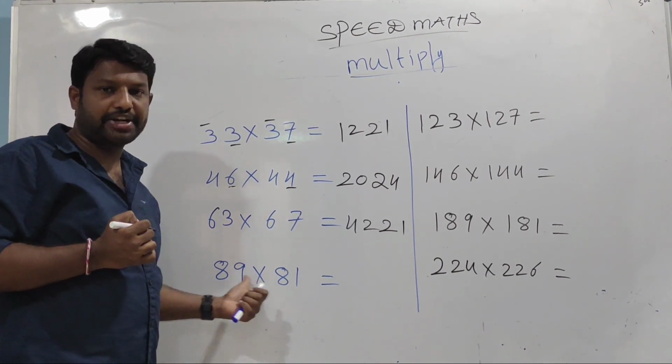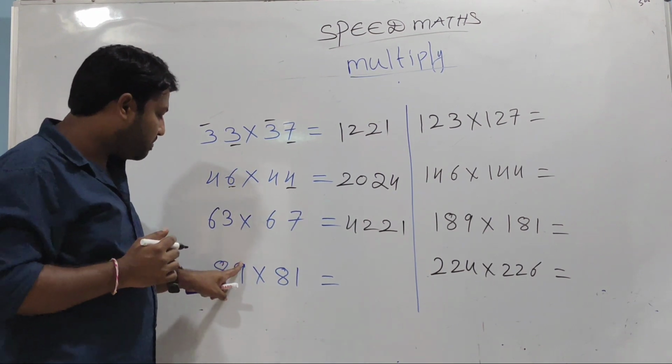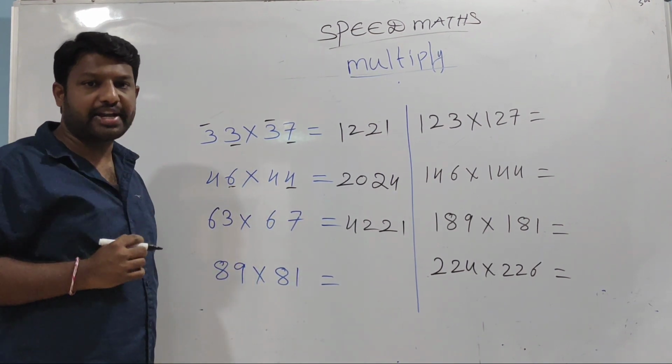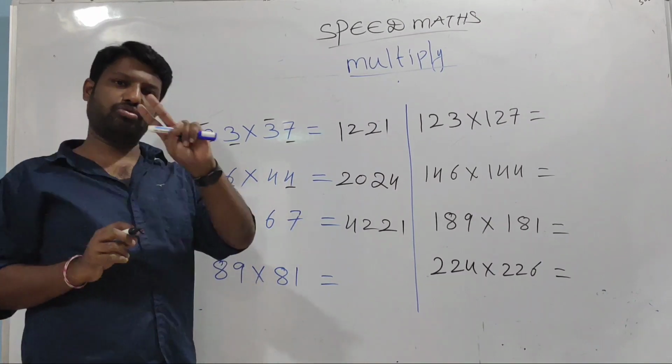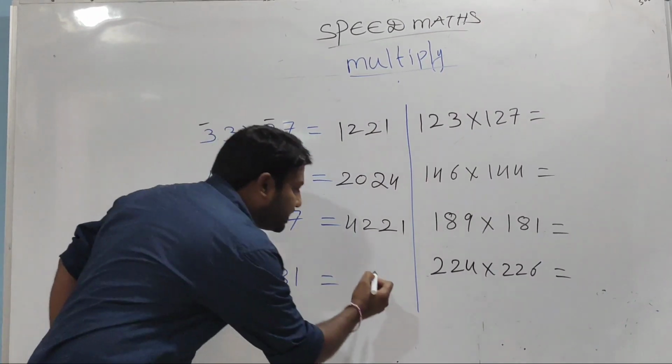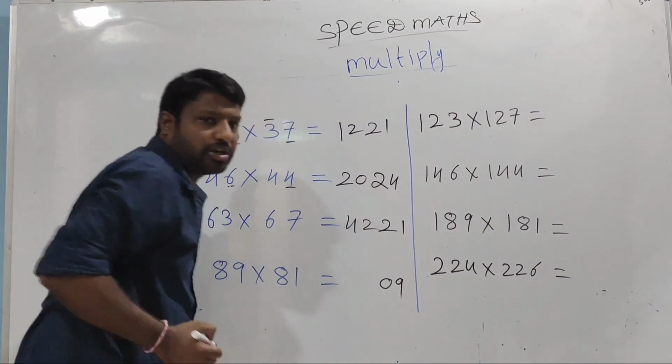Last digit ikkada 1 undi, ikkada 9 undi. 9 plus 1, 10. Okay, condition satisfied. Mundu digit em undi sir? 8 undi, 8 undi. Same undi. So directly what I will do, I will multiply 1 into 9. 1 9s are 9. So 9 is a single digit, but I want two digits. Last two digits value. So instead of writing 9, I will write 09. Okay, I will write 09.